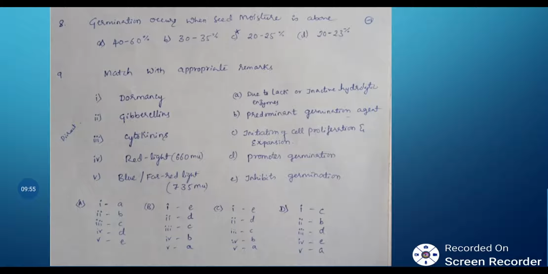Cytokinins lead to initiation of cell proliferation and expansion. Red light, which is at 660 nm, promotes germination, or it acts as a germination promoter. Then far red light at 735 nm, also called blue light, inhibits germination.